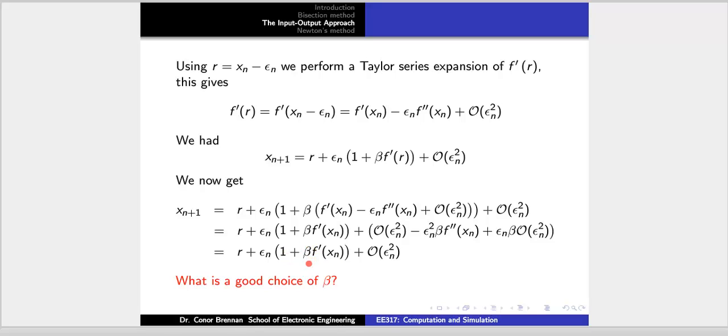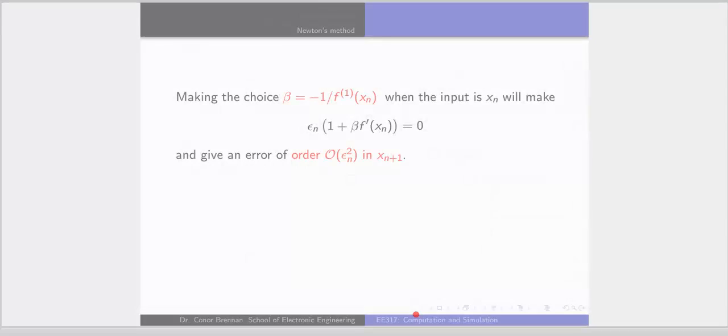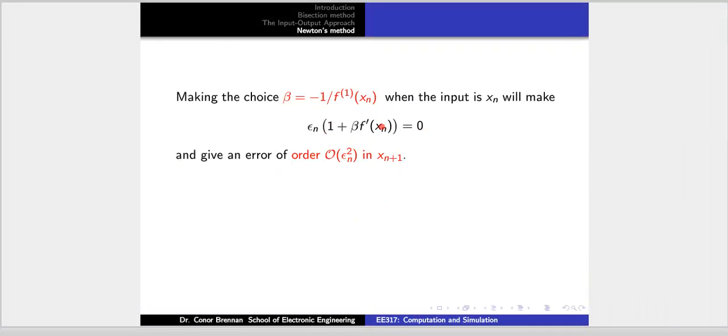We can make what's in the brackets equal to 0 by choosing beta equals minus 1 divided by f dash at xn. And we can do that because we know xn, it's our previous guess. We know f, it's the function we're working with. Therefore, we know f dash because we can just differentiate it. So we know all these quantities. So we can make beta equals minus 1 over f dash xn. And if we do that, this whole thing in the bracket goes to 0.